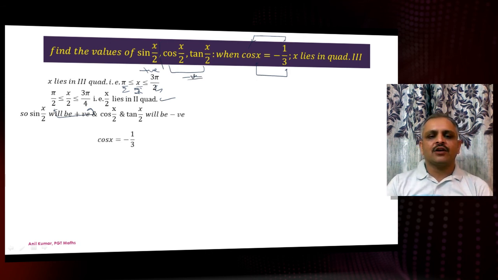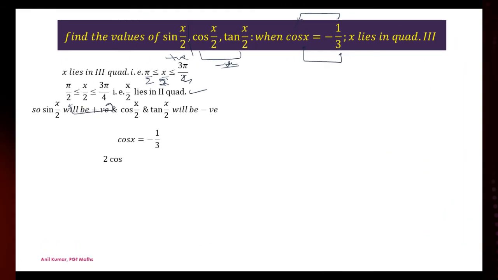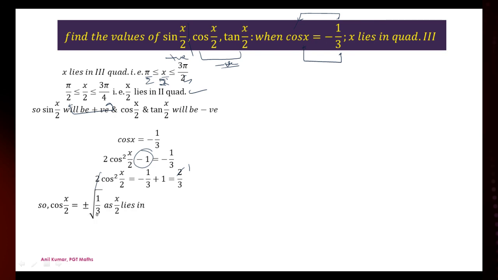So let's find out cos x by 2. Cos x is minus 1 by 3, and as we know that cos x is 2 cos square x by 2 minus 1, which is equal to minus 1 by 3. Take this minus 1 to the right hand side. It becomes 2 cos square x by 2 equals minus 1 by 3 plus 1. So 2 by 3. And if I cancel with 2, it will become 1 by 3. So cos x by 2 will be plus minus 1 by root 3.